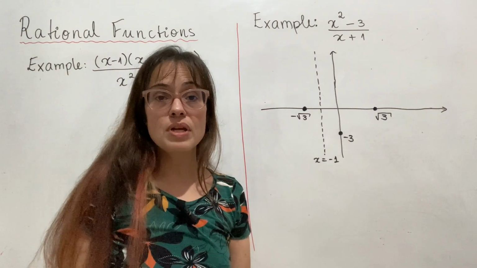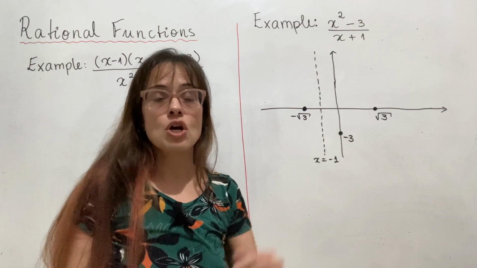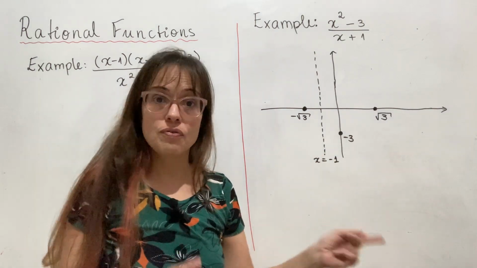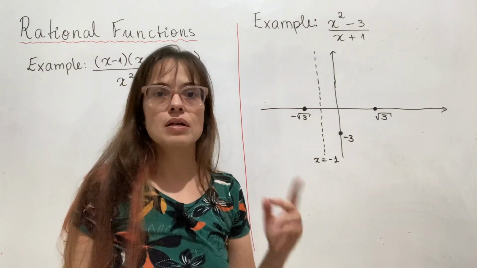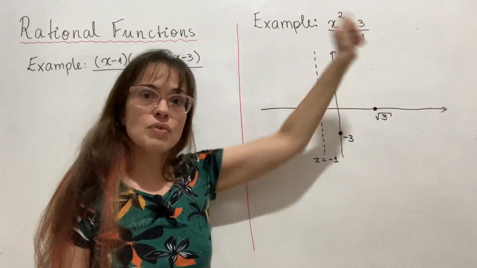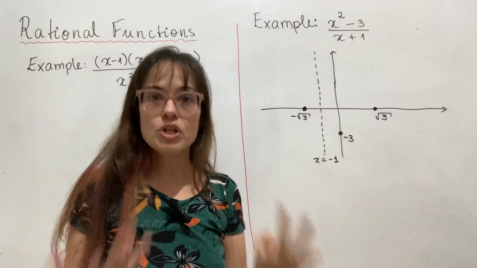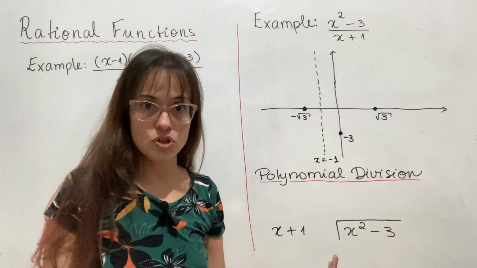So the only thing that we have left to do before connecting the dots is figuring out what the diagonal asymptote is. We need to figure out what the line is, but we already know that there is a diagonal asymptote. That is because we have degree 2 divided by degree 1. So how do we figure out which line? And we are going to work that out by polynomial division.